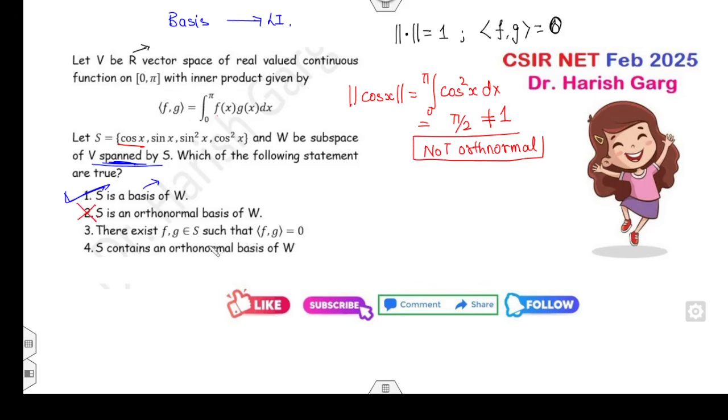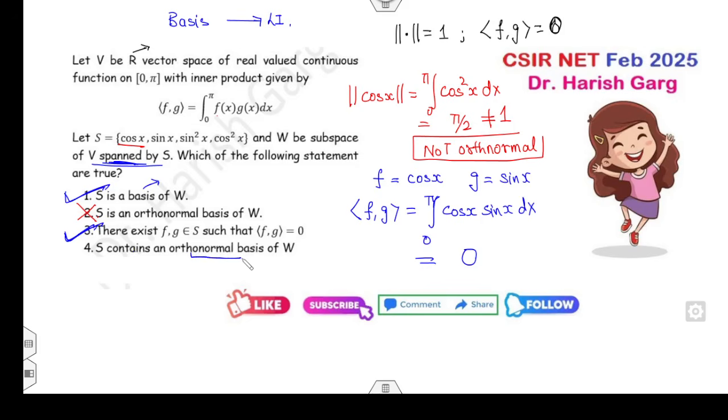There exist f and g in S such that they are orthogonal. Definitely, because we know cos x and sin x. What is the value of f comma g? It is the integral from 0 to pi of cos x sin x. By using the orthogonal property of cos and sin, it is 0. Yes, there exist such f and g. Fine.